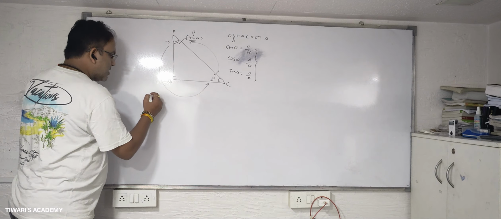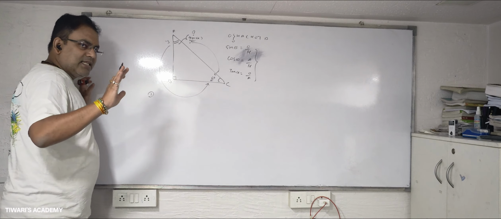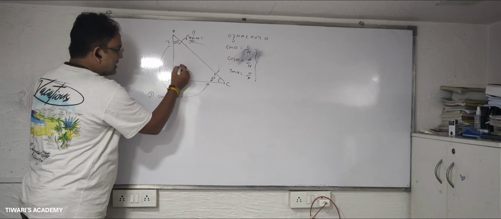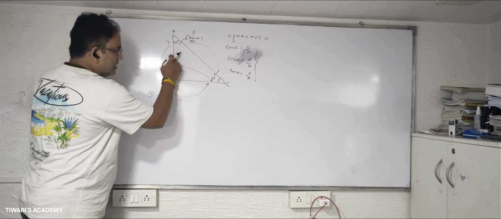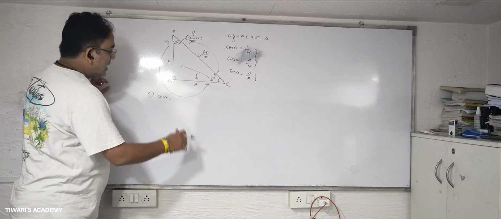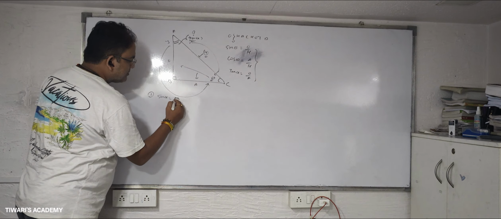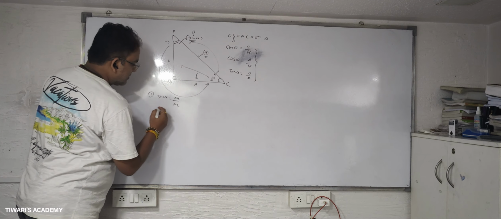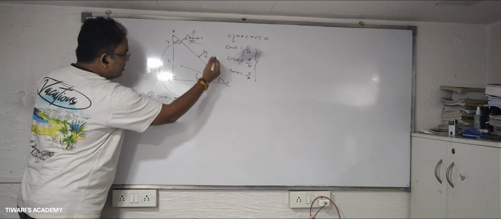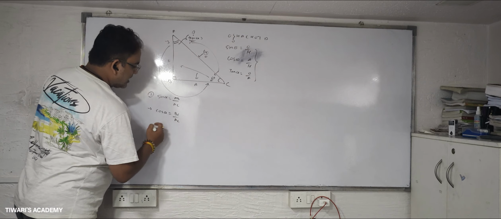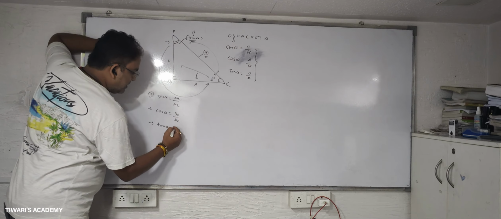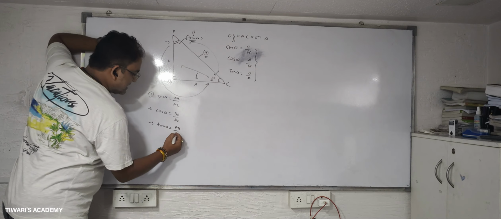First I'll give you a basic idea. Since I'm talking about sine theta, this side is opposite to theta, this side is adjacent to theta, and this will remain the hypotenuse. Now sine theta is AB upon AC. Cos theta is BC upon AC. And tan theta is AB upon BC.